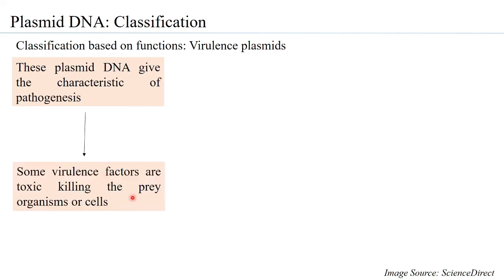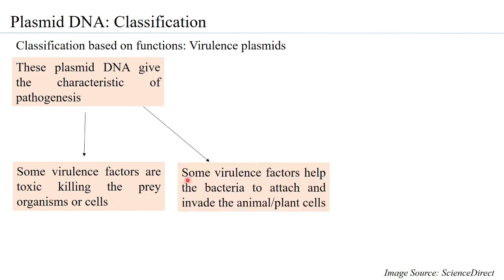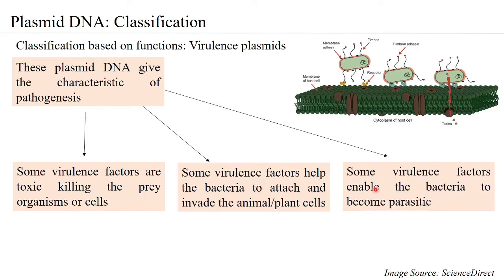So some virulence factors that are produced because of the virulence plasmids are toxins. And since they are toxic, they kill the host cells, or the infected cells, that means the cells which they infect. Or even if they don't infect, just because they are able to produce the toxin, they are considered to be virulent. Or these virulence factors help the bacteria to attach to the host cells and then invade them. That is another thing that is possible. And many times these virulence factors enable the bacteria to become parasitic.